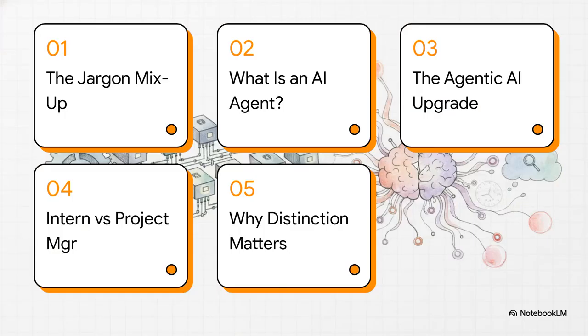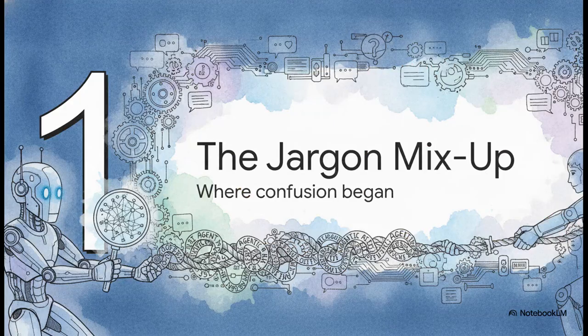Here is our roadmap for today's explainer. We're kicking off with the jargon mix-up, then we'll define AI agents to set a baseline, explore the Agentic AI upgrade, put them head-to-head in an intern versus project manager showdown, and wrap up with why this distinction actually matters in the real world.